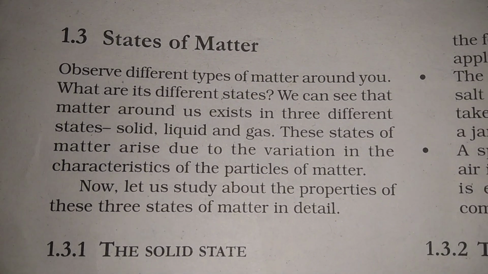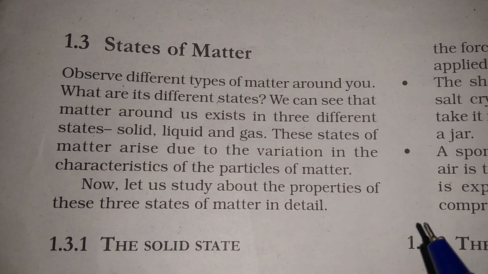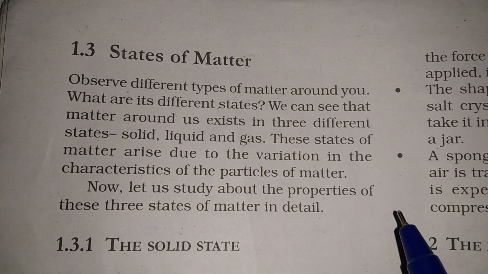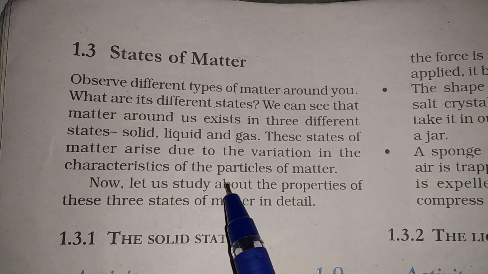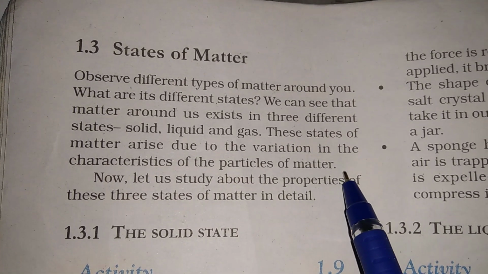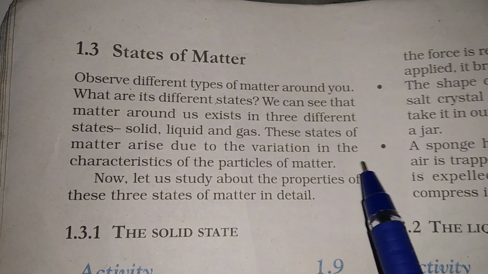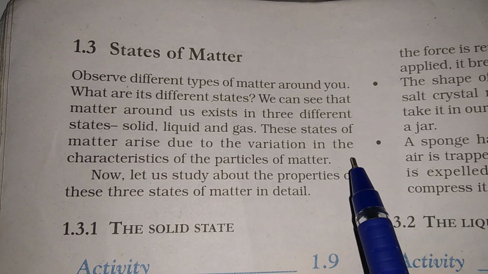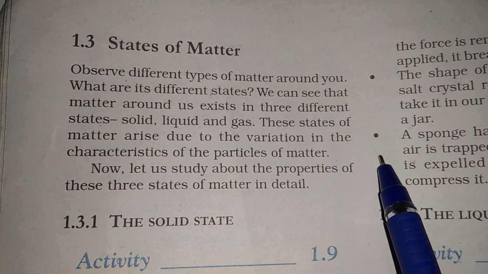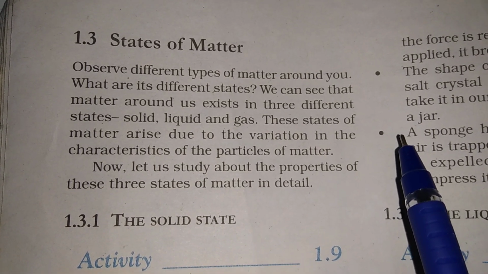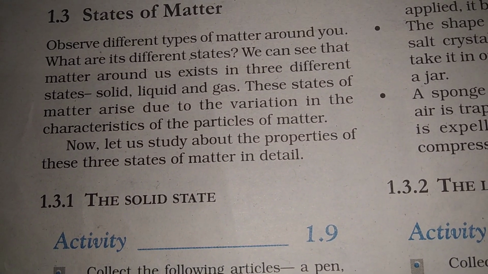The solid, liquid, and gaseous states of matter have different properties, and these states of matter arise due to the variation in the characteristics of particles of matter. So we have learned four characteristics of particles of matter: they have space between them, they are continuously in motion, they are very small, and particles of matter attract each other. Now let's understand all these things with the help of examples.